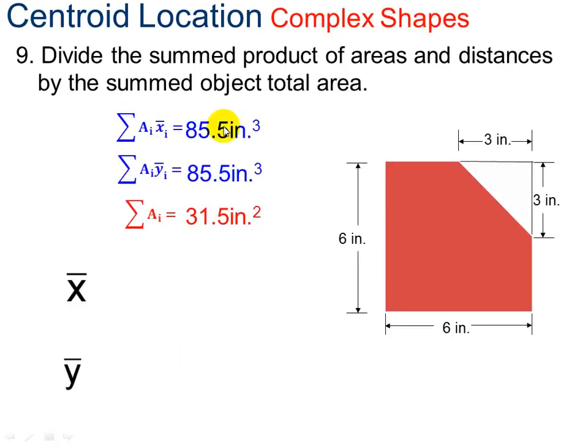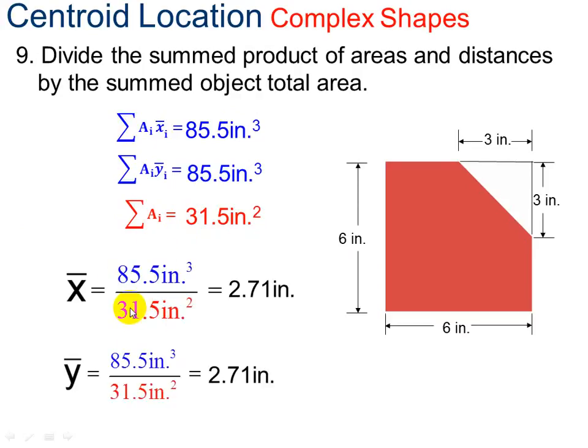So now I want to take this sum of the a times x's and divide it by the sum of the areas. When I divide, I get 2.71. And then I need to do the sum of a times y. I get 85.5, and I need to divide by the area, 31.5. And again, I get 2.71. So 2.71 in the x direction and 2.71 in the y direction. And so that's where my two lines meet, and that's where the centroid is.